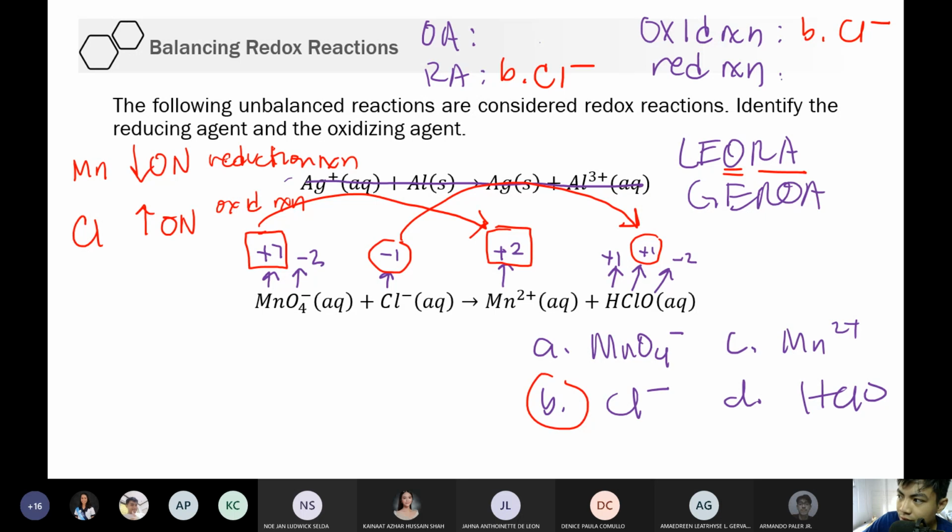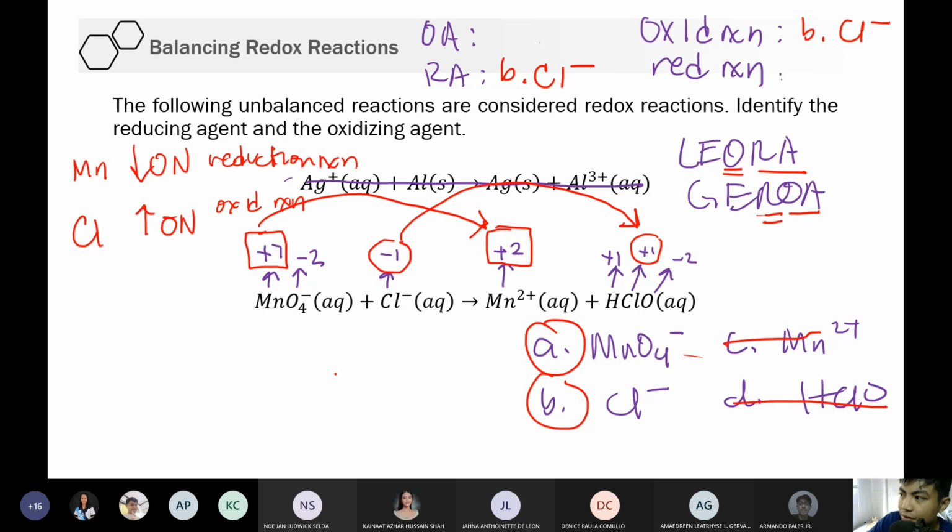Next one, Mn. Bumaba oxidation number, so siya yung reduction reaction, so therefore it should be the oxidizing agent. Kaso dalawa yung Mn mo, MnO4, Mn2+. Ano yung pipiliin mo dyan? Ito yung nasa reactant. Again, ito tip ko na to sa quiz nyo para may sagot kayo. Yung products, wala tayong tawag sa kanila, so you just simply need to remove them from your options. Yung reactant lang titignan mo.